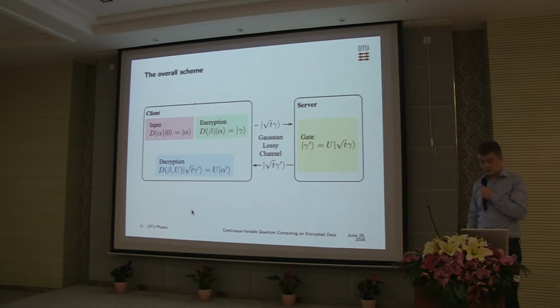Okay. So experimentally, the scheme is something like this. For coherent states, at least. You have input, which is also just a displacement. You displace it for encryption. You transmit it through some lossy channel, because the server is presumably not right next to you. Then you perform some sort of gate from this set that I showed you before, and you go back and you decrypt. And this decryption again depends on the program quality.